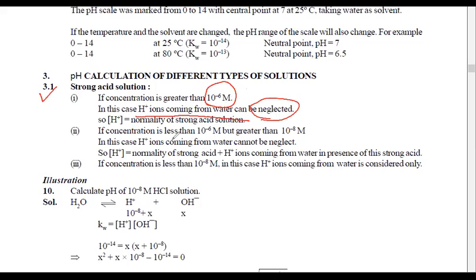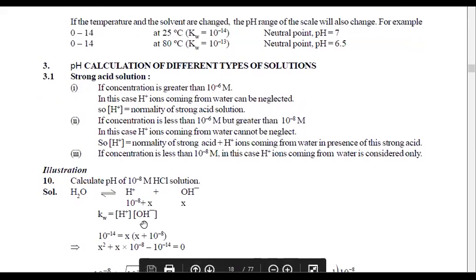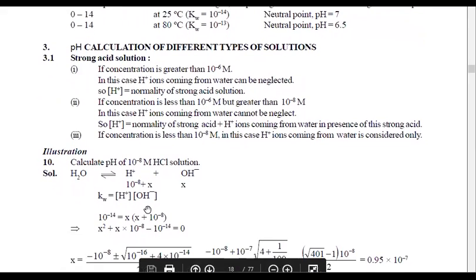Now, if it is less than 10 to the minus 6 but greater than 10 to the minus 8, then H plus cannot be neglected. You have to add H plus of water. We have already solved the problems. In case we have 10 to the minus 8 molar of HCl, this is the exact method that I was talking about.